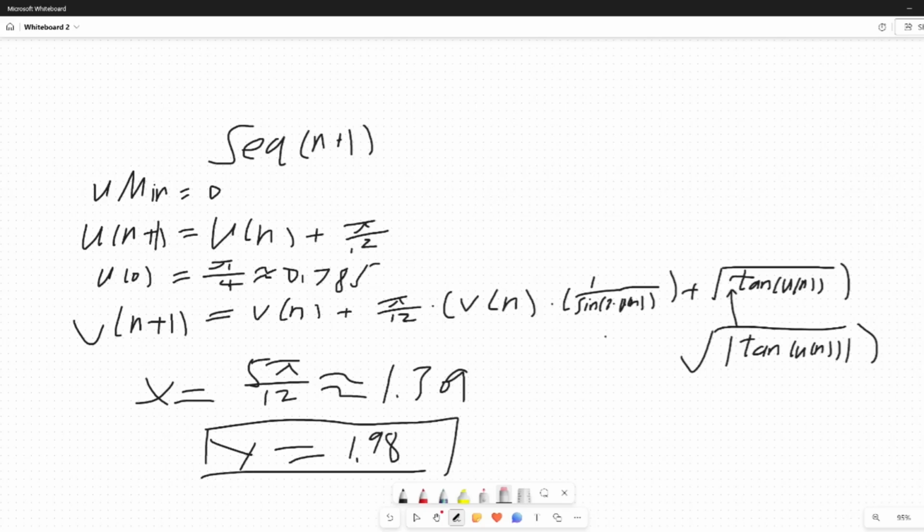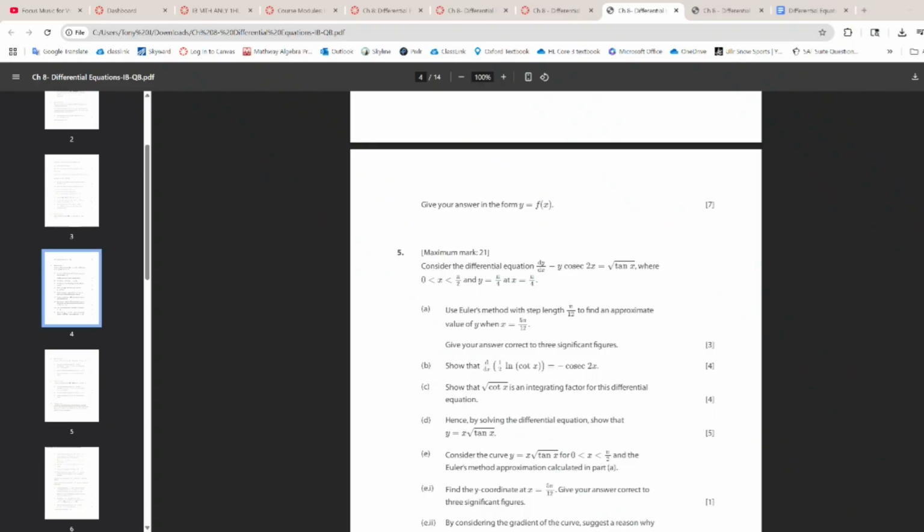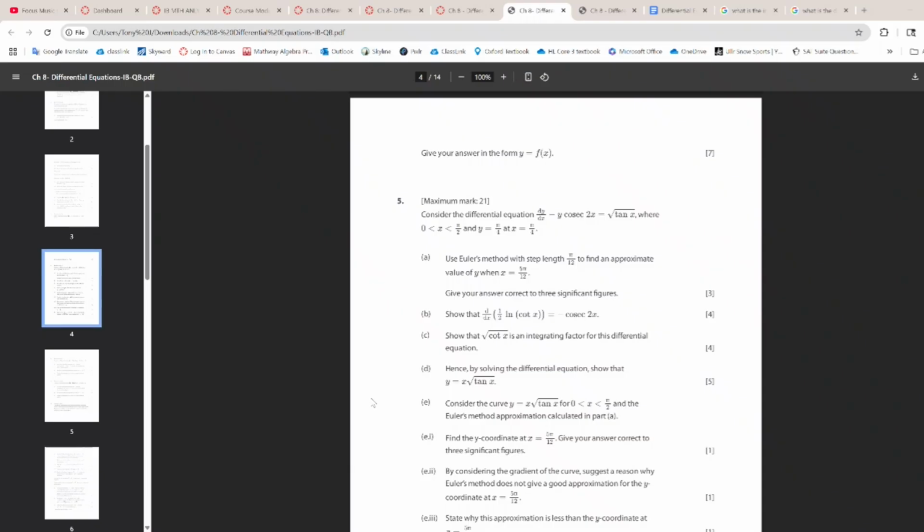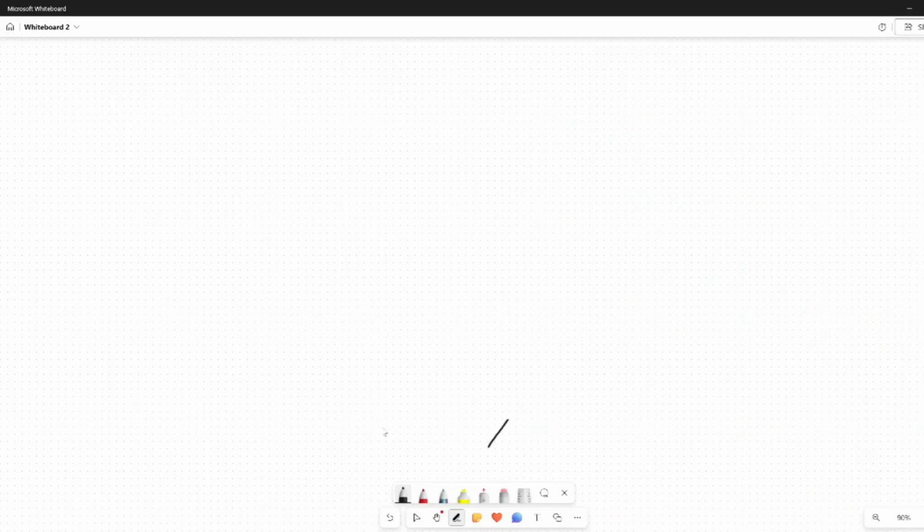Alright, let's take a look at part B. If you need to pause the video, please do. Alright, cool. For part B, we're supposed to show that the derivative of 1/2 ln cot x equals negative cosecant of 2x. This is a show-that question, so we have to convert the left side to the right side. Let's jump back to the whiteboard.